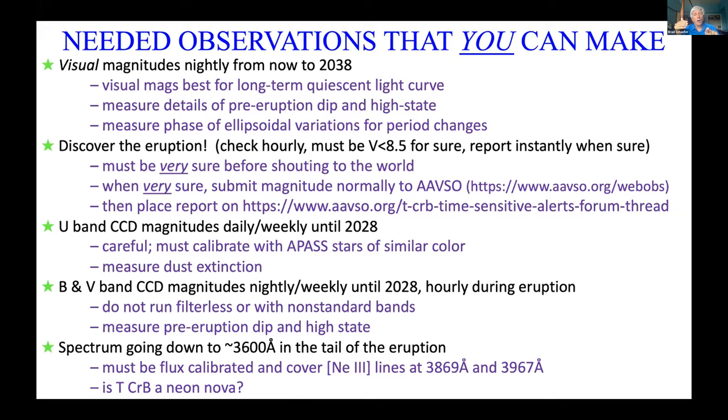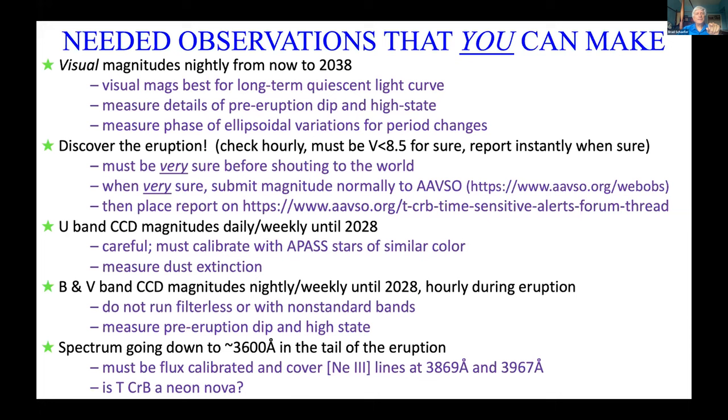So you don't need the CCD observations. The visual observers are doing just as good for many of these science questions. But you see, the visual observers have a big advantage, which actually makes the visual light curve better than the CCD or any HST observations.